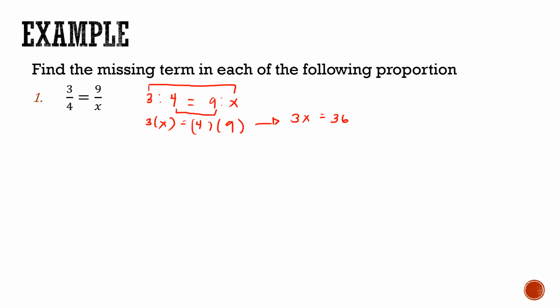Now we want to find the value of x. Therefore, we need to eliminate its numerical coefficient, which is 3. To eliminate 3, we simply divide both sides by 3. 3/3 is equal to 1, times x, that is equal to x. Therefore, x is equal to 36 divided by 3, which is 12. So the value of our x is equal to 12.